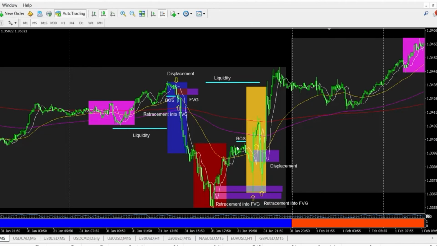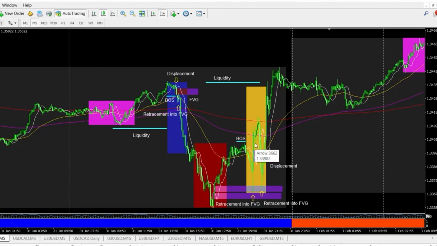Right here, we see equal highs created. Then price pulls back into this first fair value gap, and it goes all the way down into this fair value gap. That could have been an entry. Price takes off, breaks structure, and then you're looking at a possible move to the upside.